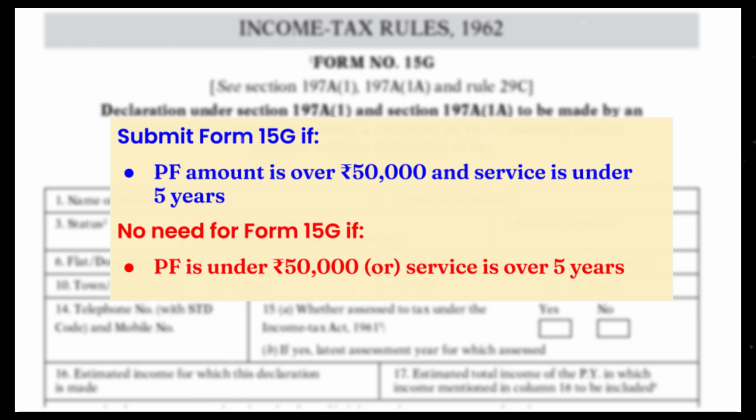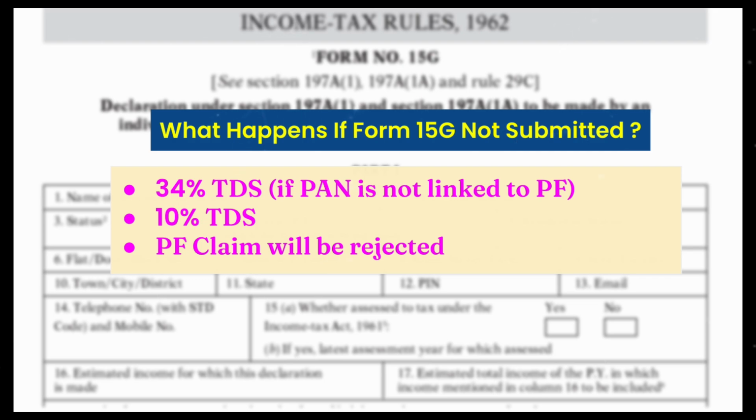In case the PF amount is less than 50,000 rupees or service is over 5 years, then the PF member doesn't need to submit Form 15G. What happens in case an eligible EPF member doesn't submit Form 15G? In that case, 34% TDS will be deducted, in case the PAN number is also not linked to the PF account.